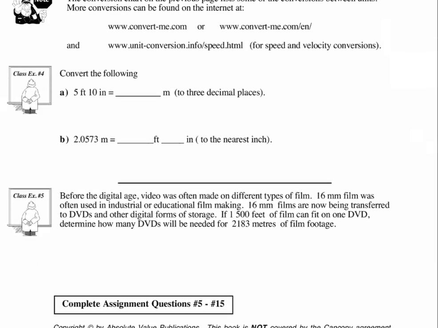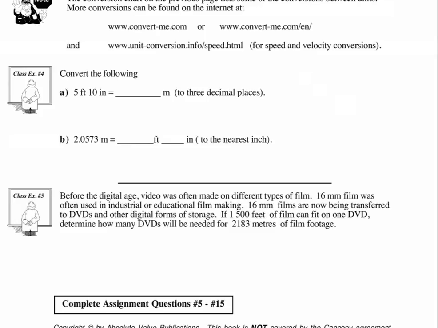Let's go down here. So we want to convert 5 feet 10 inches into meters. Okay, what's the first problem we have? They're different units. 5 feet 10 inches. Definitely not my height. So we need to make them all the same unit.